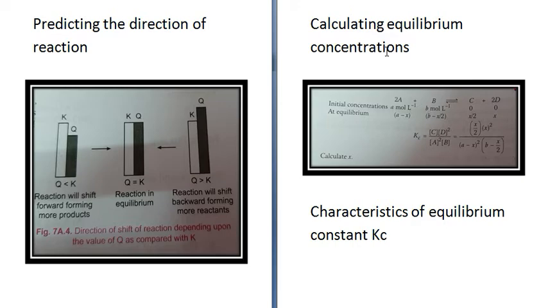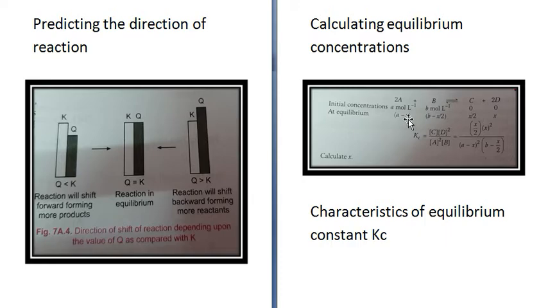Knowing the initial concentration of reactants, the equilibrium concentrations of all the reactants and products can be calculated. For example, take the reaction 2A plus B giving you C plus 2D. Suppose the initial concentration of A is A mole per liter and of B is B mole per liter. At the beginning of the reaction no products are formed, so C and D are 0.